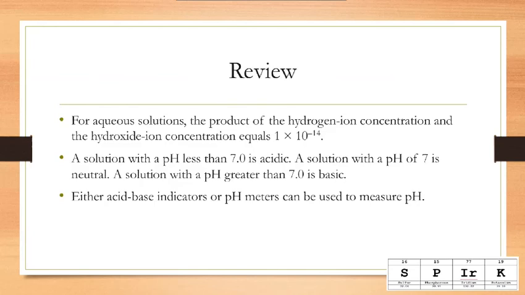Alright, so in review, for aqueous solutions, the product of the hydrogen ion concentration and the hydroxide ion concentration equals 1 times 10 to the negative 14. A solution with a pH less than 7.0 is acidic, a solution with a pH of 7 is neutral, and a solution of pH greater than 7 is basic. Either acid-base indicators or pH meters can be used to measure the pH.